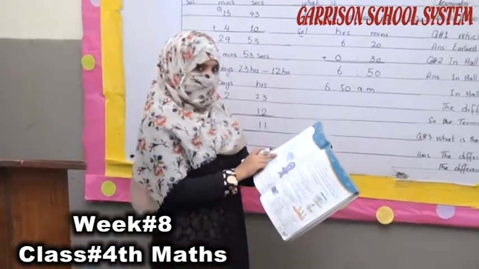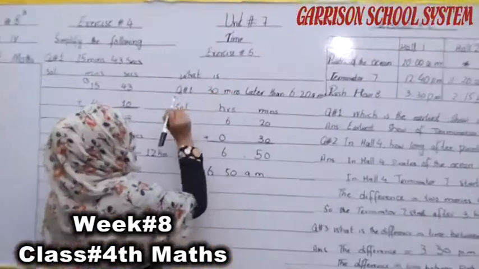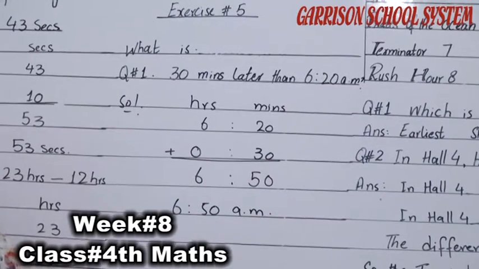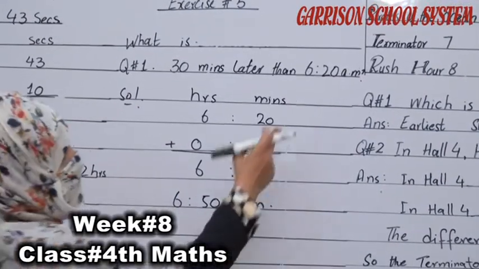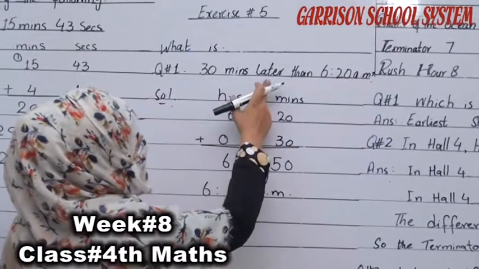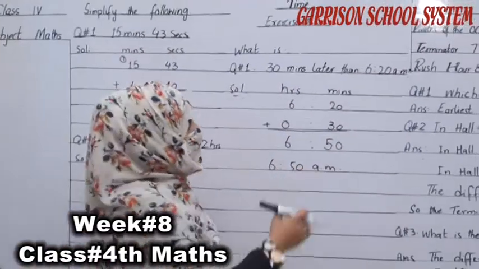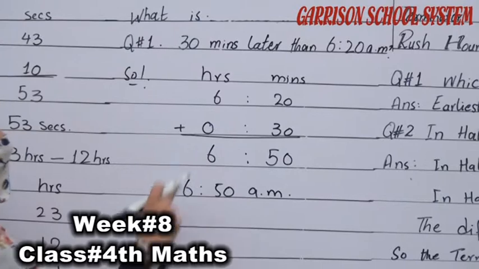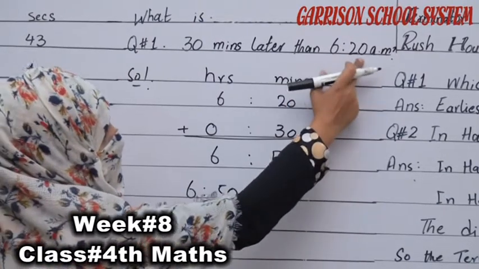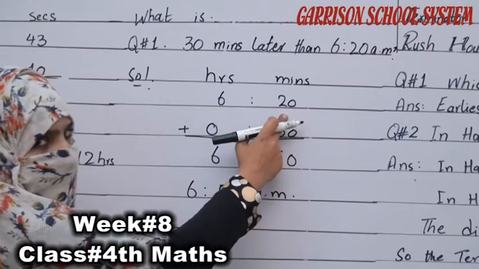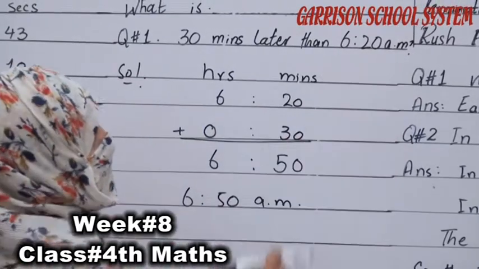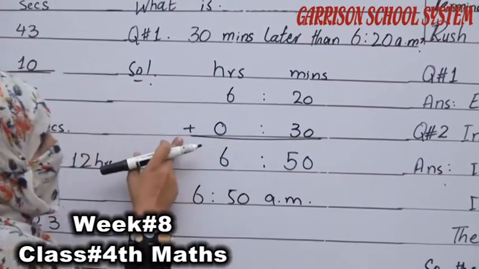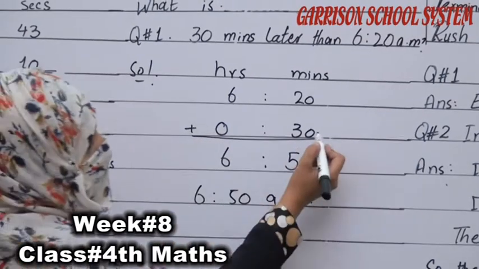We start exercise 5. Exercise 5 is word problems. Question number 1: 30 minutes later than 6:20 am. I told you how I read time on a clock. 6:20 am and 30 minutes later. Later means we add it. 6:20 plus 30. Firstly, we write hours and minutes. This is hour and this is minute. 6 hours and 20 minutes, and this time is in am. Then after 30 minutes, the time will be 6:50.